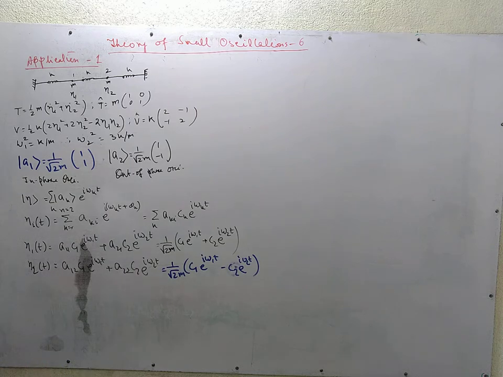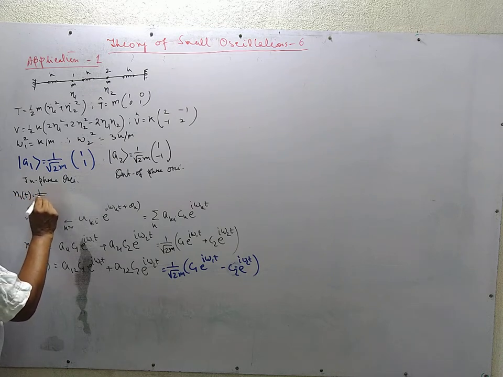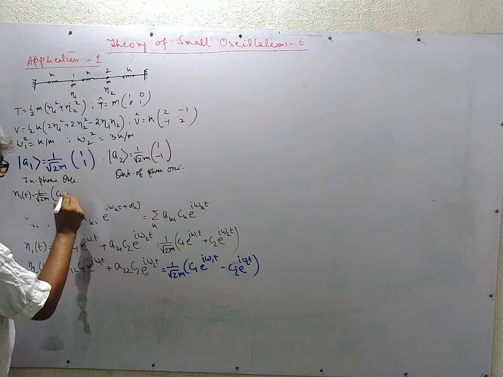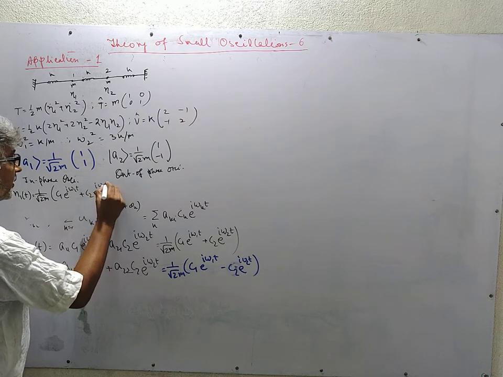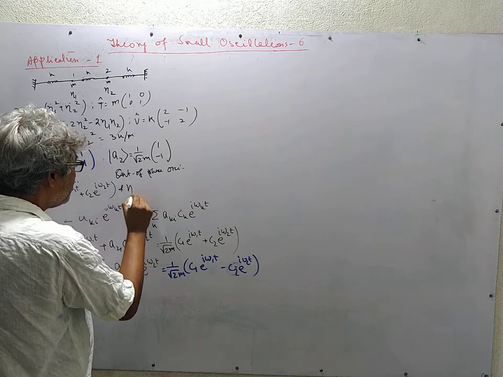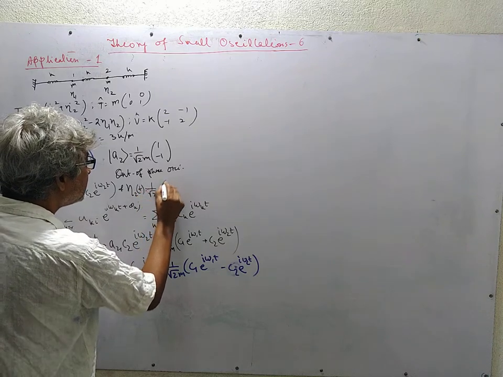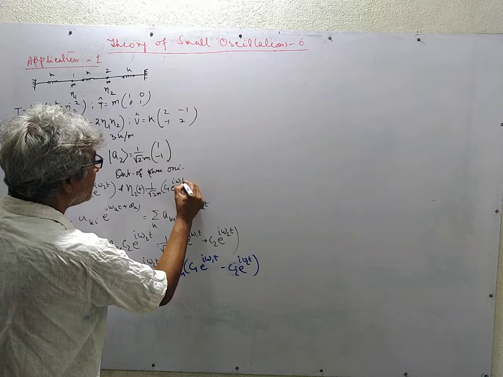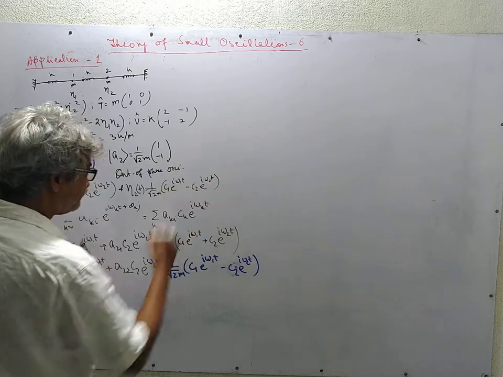So the summary for the amplitude is eta_1 of t is equal to 1 upon square root of 2m, c1 e to the power i omega_1 t plus c2 e to the power i omega_2 t, and eta_2 of t is equal to 1 upon square root of 2m, c1 e to the power i omega_1 t minus c2 e to the power i omega_2 t.